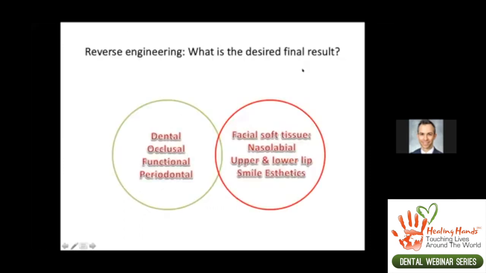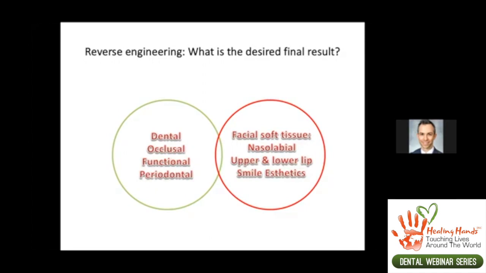So what we want to achieve ultimately is a good occlusion, functional occlusion, nice looking teeth, good healthy periodontal structures, and we also want to consider the facial soft tissue. A lot of times, really in dentistry, we're reverse engineering from the final product. What do we want for lip support? What do we want for smile aesthetics, etc., and function?